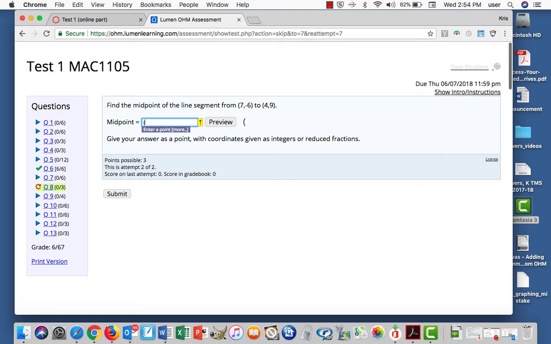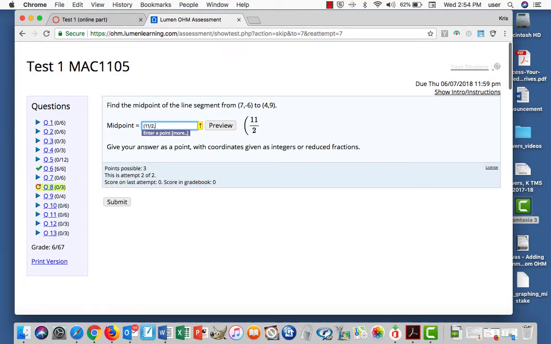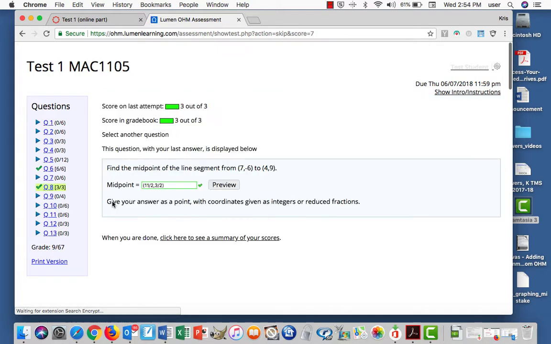So let's see, 7 plus 4 is 11. And -6 plus 9 is 3. All right, so hopefully I get it right this time. Notice my points are 3 on this one, and I am now on attempt 2 of 2. So if I get it wrong this time, it'll just count wrong. Okay, so I got that one right.